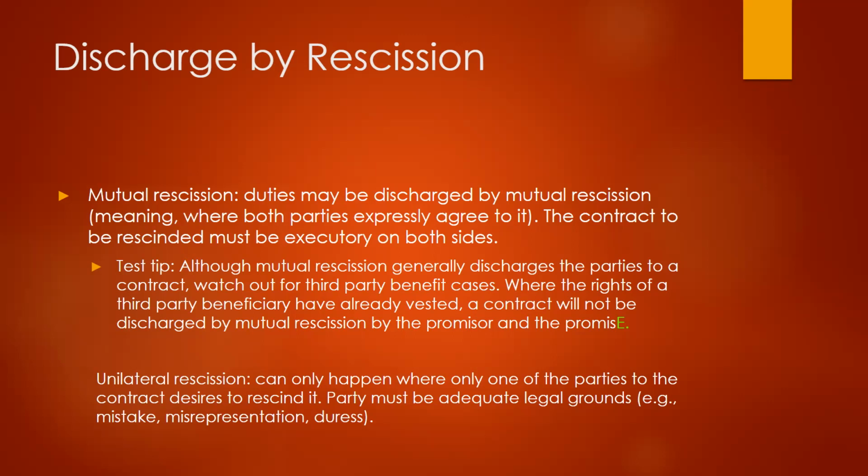Unilateral rescission can only happen where there is only one of the parties to the contract that desires to rescind it. Party must have adequate legal grounds, e.g., mistake, misrepresentation, duress.